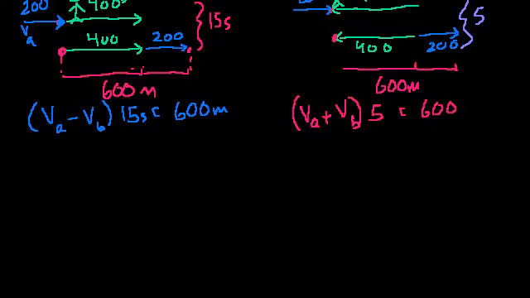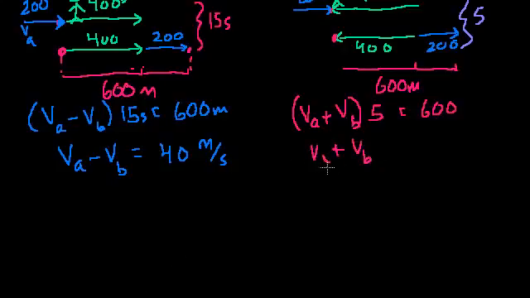So just to simplify it, let's divide both sides of this one by 15. So we have the velocity of A minus the velocity of B is equal to 40 meters per second, right? 600 divided by 15 is 40. And then here we have the velocity of A plus the velocity of B is equal to 120 meters per second.